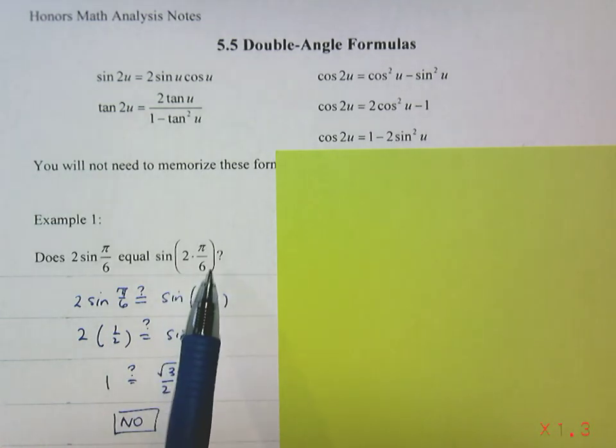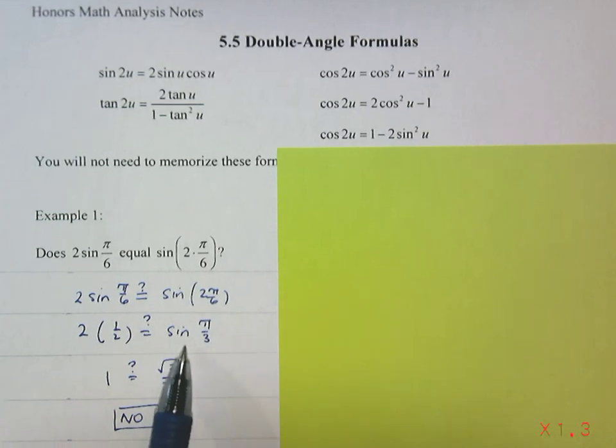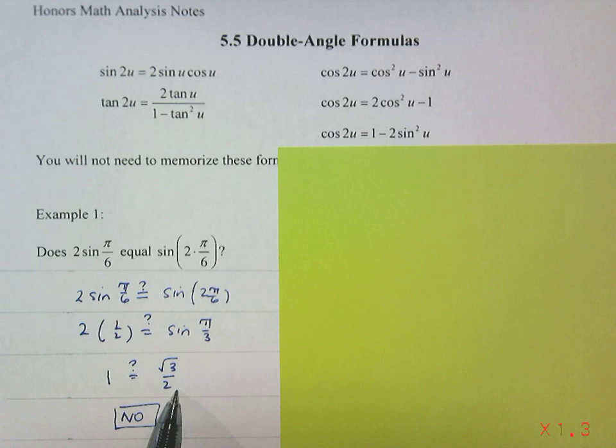When I multiply 2 by pi over 6, I get 2 pi over 6, which is pi over 3. So the sine of pi over 3 is square root of 3 over 2. So no, these are not equal. That's why we need to have the double angle formulas.